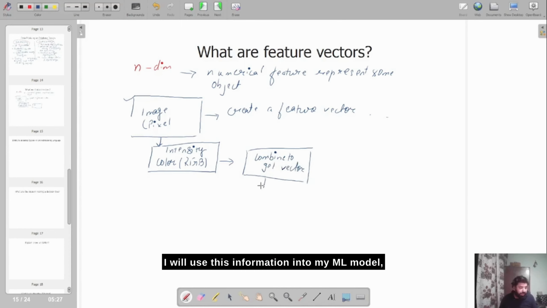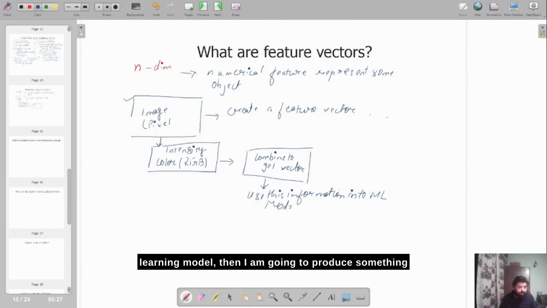I will use this information in my ML model. And when I put this information into my machine learning model, then I am going to produce something for image recognition or data pattern. So this is what exactly your feature vector looks like, and how exactly we go through the process.